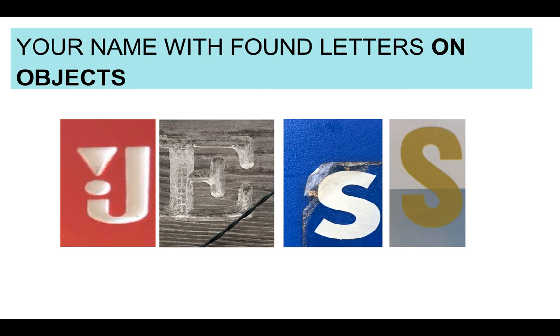The second one, if you choose, is your name with found letters on objects. So these are actually letters that I found on objects. So I have my J, my E, my S, and my S. So you can also take pictures of letters on objects. This one is a little bit easier than the first one, possibly.